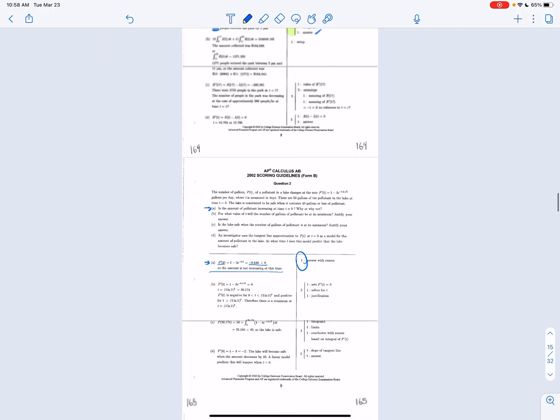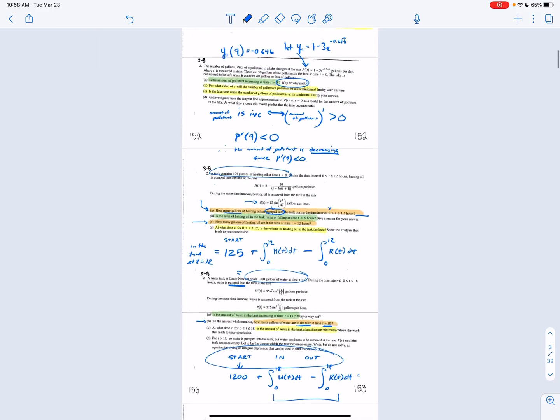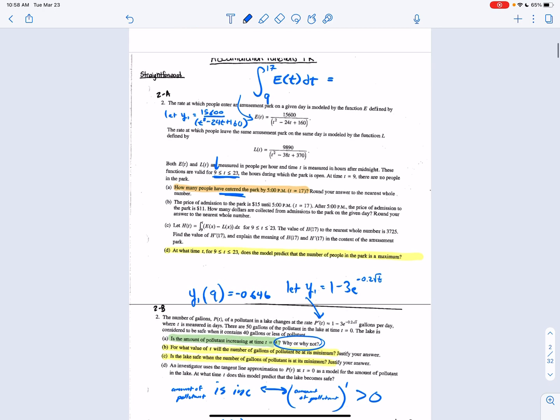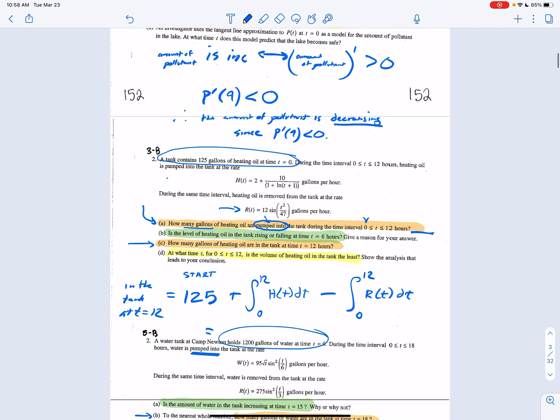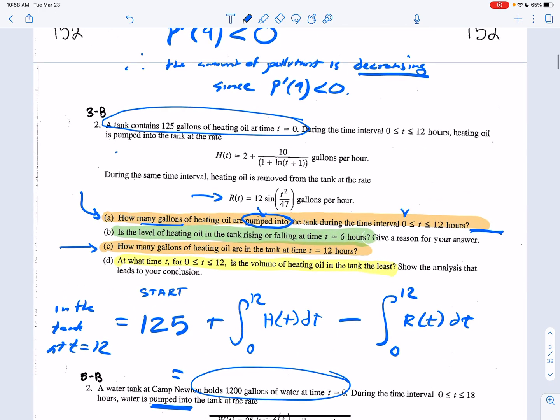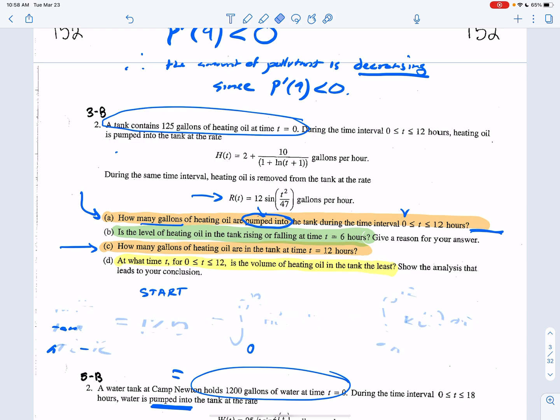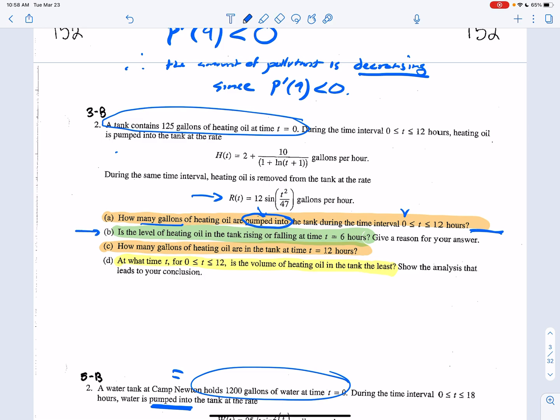Okay? All right, let's take a look at a couple more just to make sure that you have several examples. Let's take a look at 2003B. This one's different, but very similar in ways. We're taking a look at part B now, okay? Is the level of heating oil in the tank rising or falling?